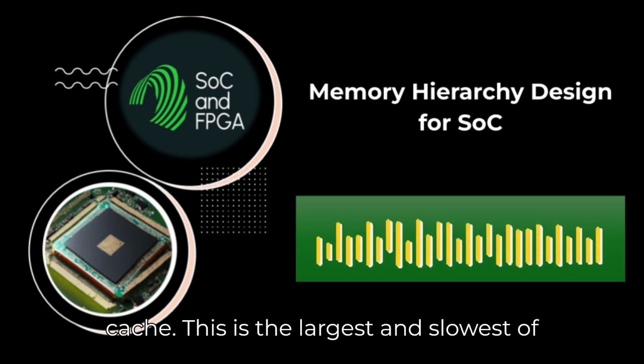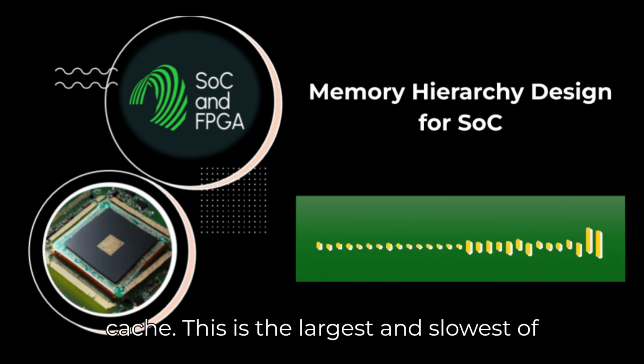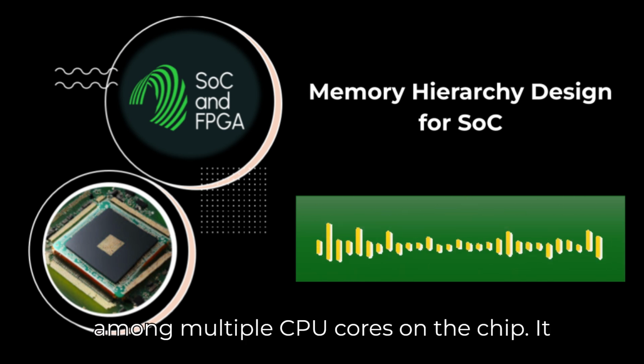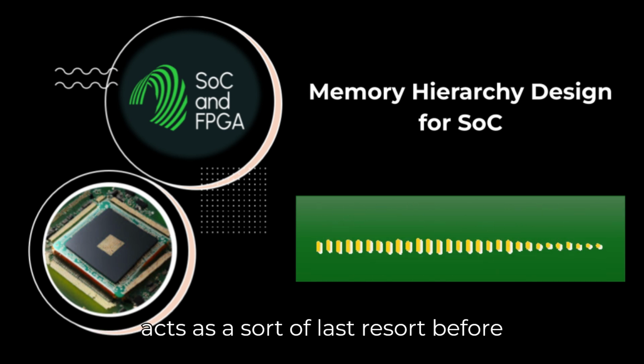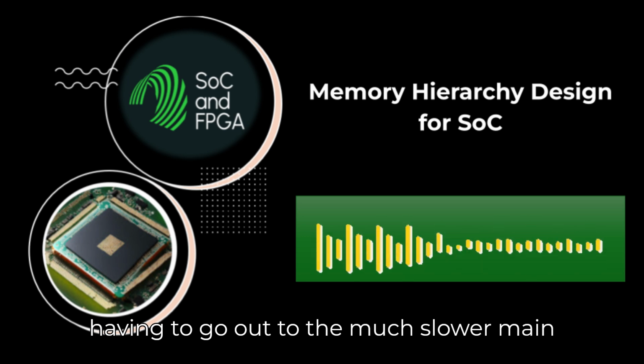And finally, L3 cache. This is the largest and slowest of the cache levels, and it's usually shared among multiple CPU cores on the chip. It acts as a sort of last resort before having to go out to the much slower main memory.